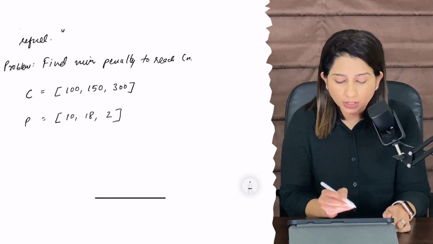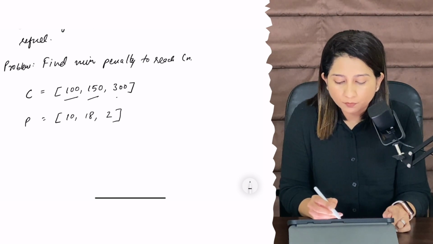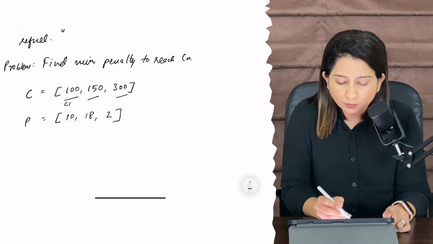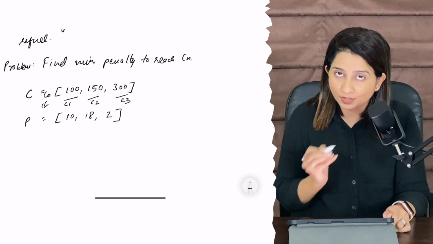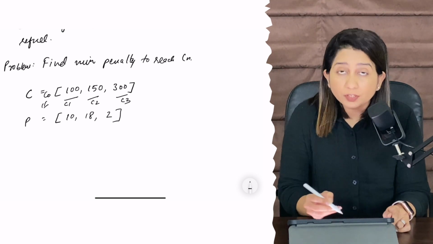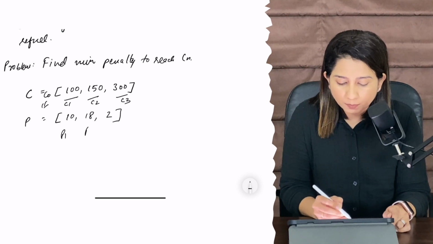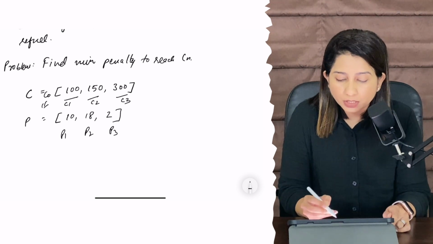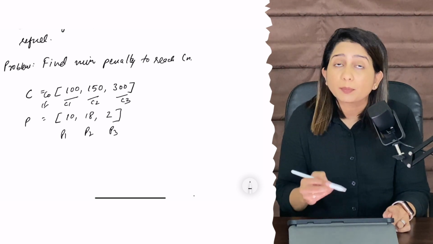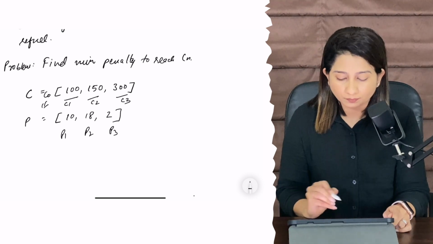You are given three checkpoints: 100, 150, and 300. Let's name them C1, C2, and C3. C0 is your initial starting point. And with every checkpoint, there is a penalty associated: P1, P2, and P3. Now, you have to drive from C0 to C3 such that the penalty that you pay is minimum.